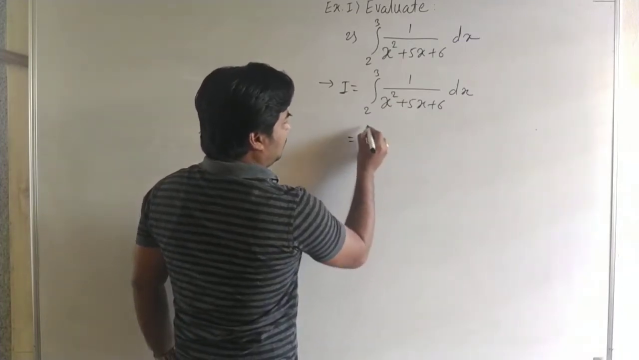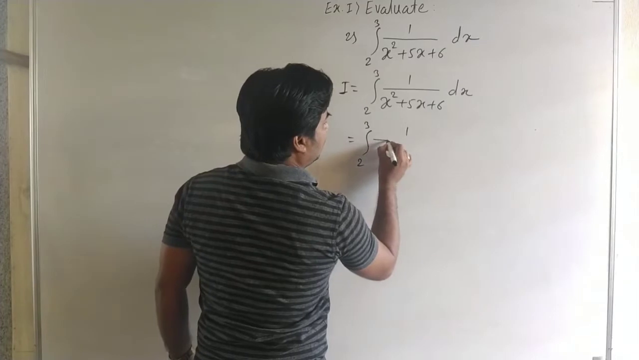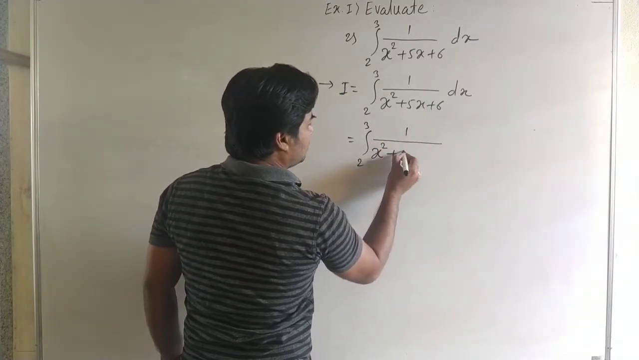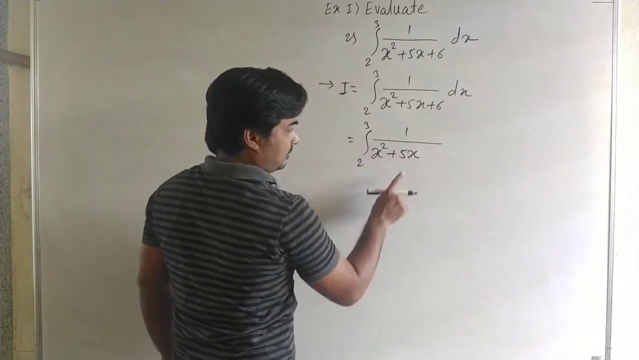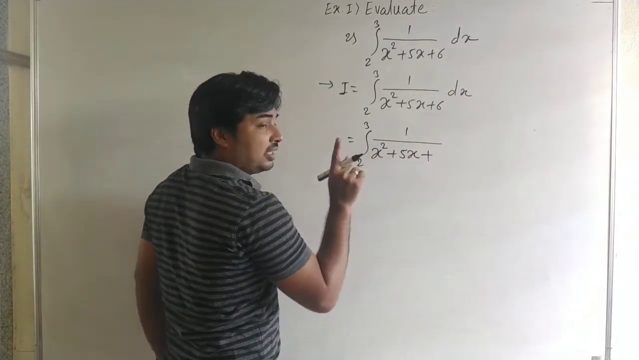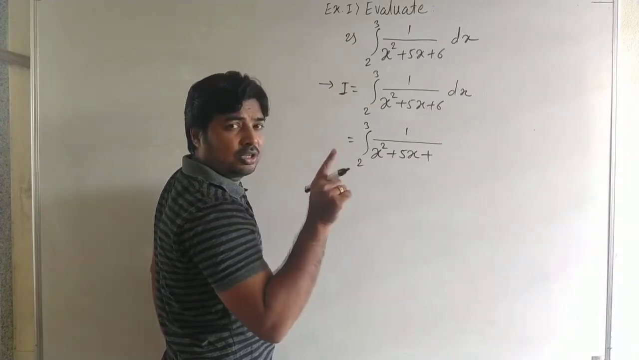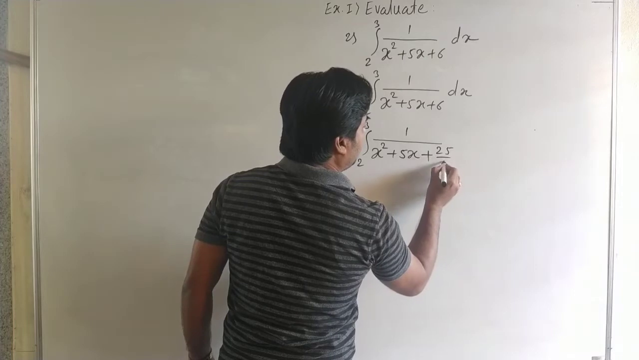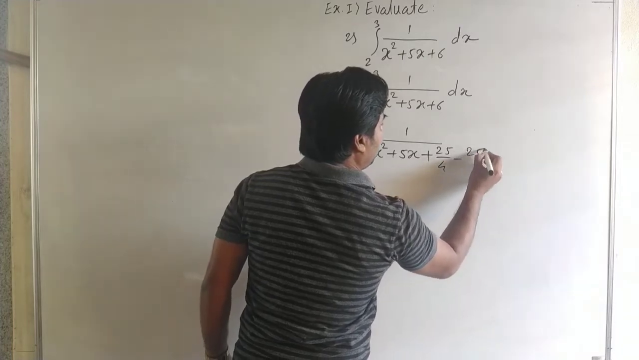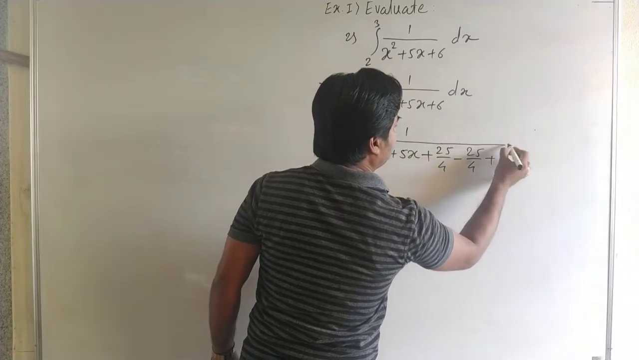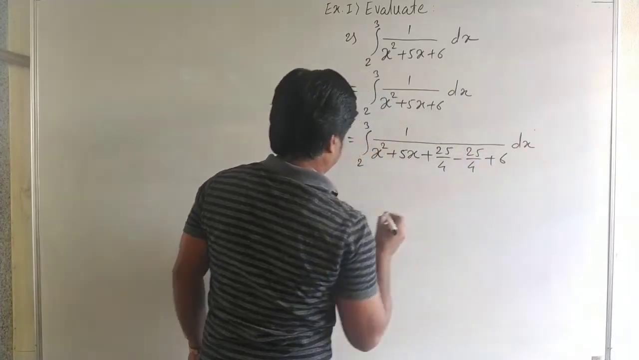Integral 2 to 3, 1 upon x square plus 5x, and plus minus the square of half the coefficient of x. The coefficient is 5, half of 5 is 5 by 2, and the square of 5 by 2 is 25 by 4, minus 25 by 4, and plus 6 as it is, dx.